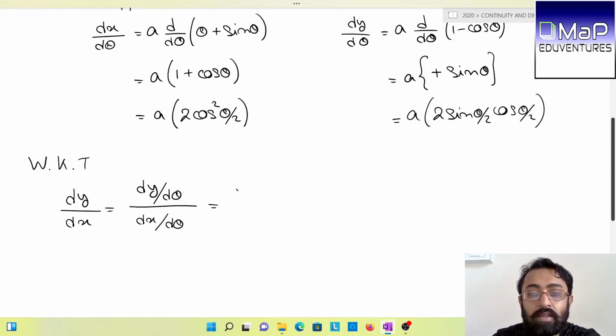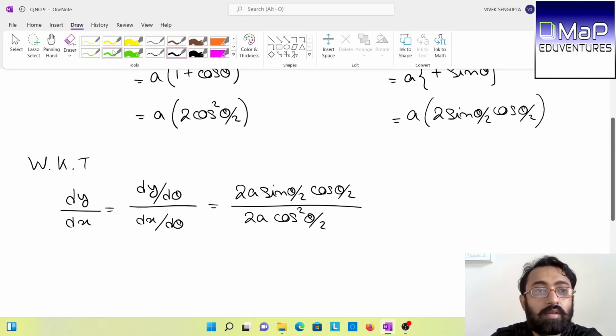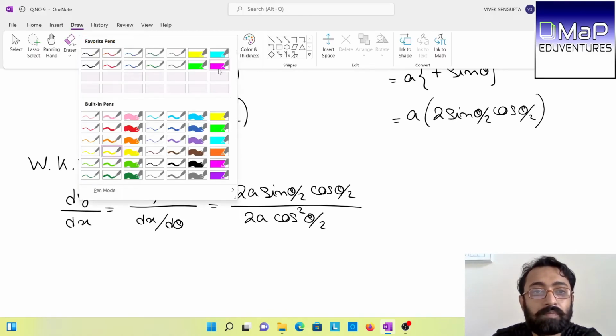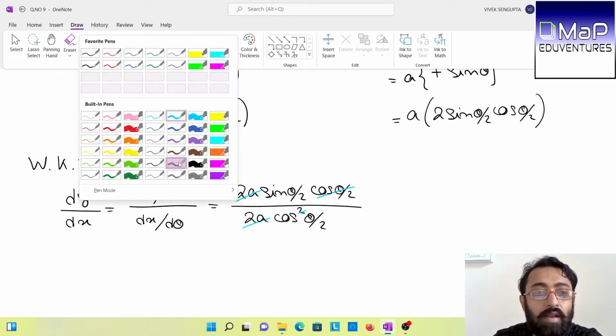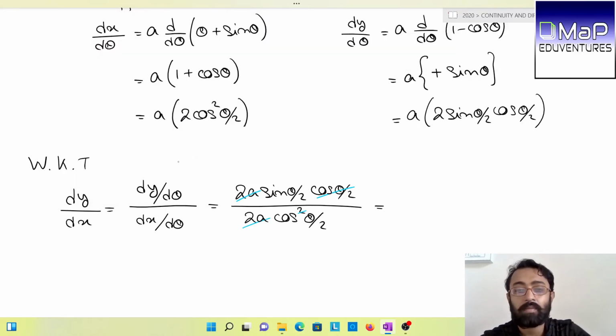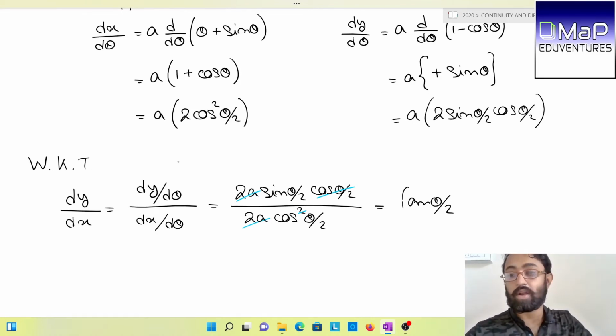Now how much is dy/dθ? 2a sin(θ/2) cos(θ/2), whole divided by dx/dθ, which is 2a cos²(θ/2). Now here twice a will get cancelled, cos will also get cancelled, and finally we get tan(θ/2). Alright, so up to here we have differentiated the first time and got the first order derivative.